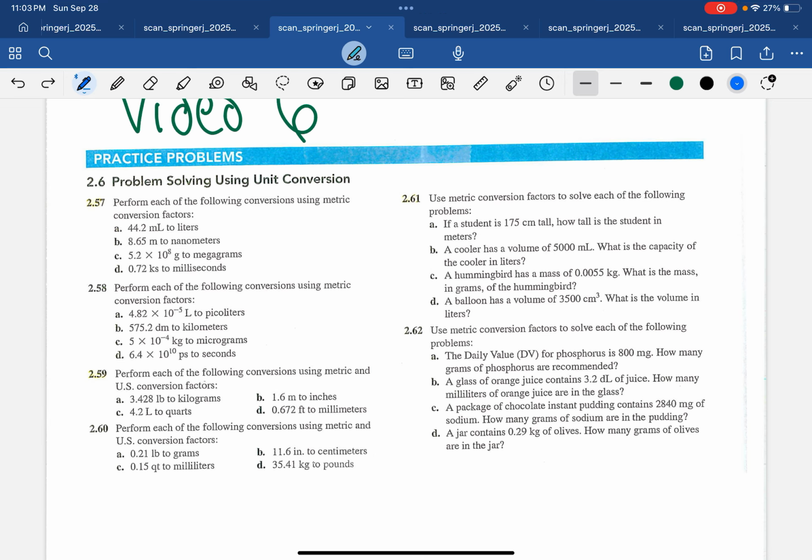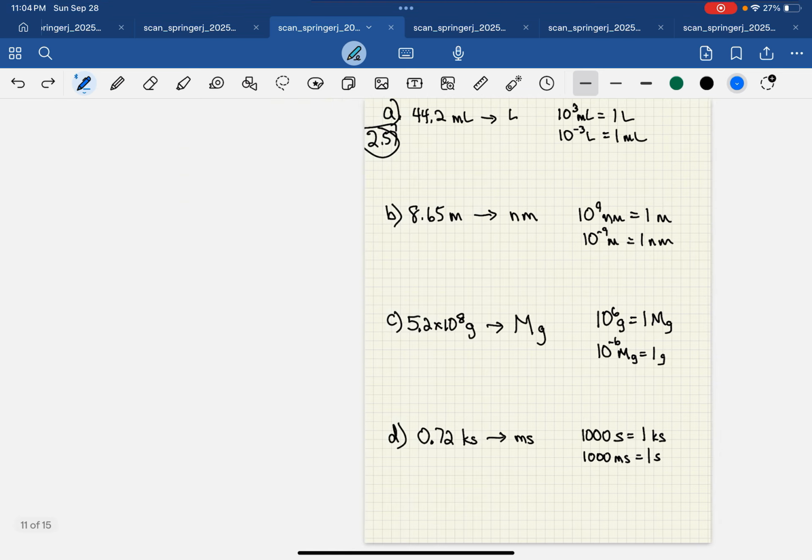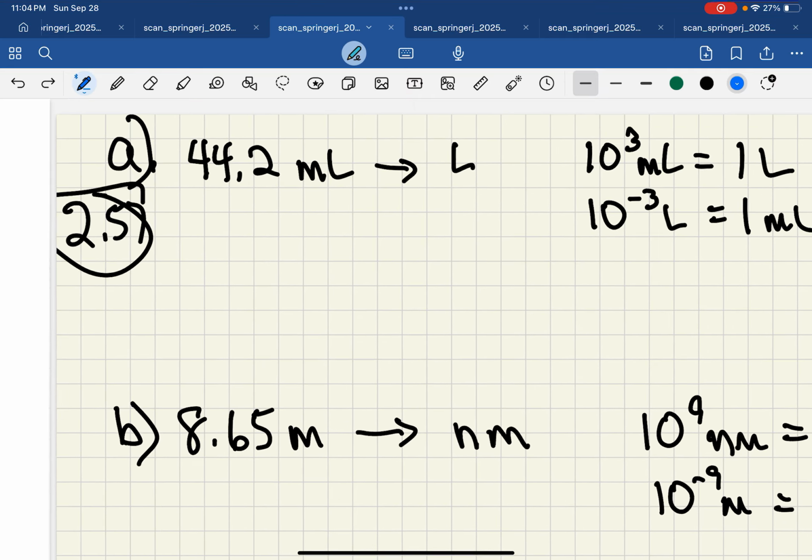2.6 problem solvings, and we're starting with 2.57. Now I've already written all these out on another sheet, so you can be looking at this. You can write them down at the bottom of the page or on a separate sheet of your own. But we're going to start with A, 44.2 milliliters to liters, and do A through D. And then I'll let you pause the video while you work on 2.58. Then we'll start the video up again, and I'll do 2.59 with you, and then you can pause and do 2.60. All right, so here we go, 2.57.